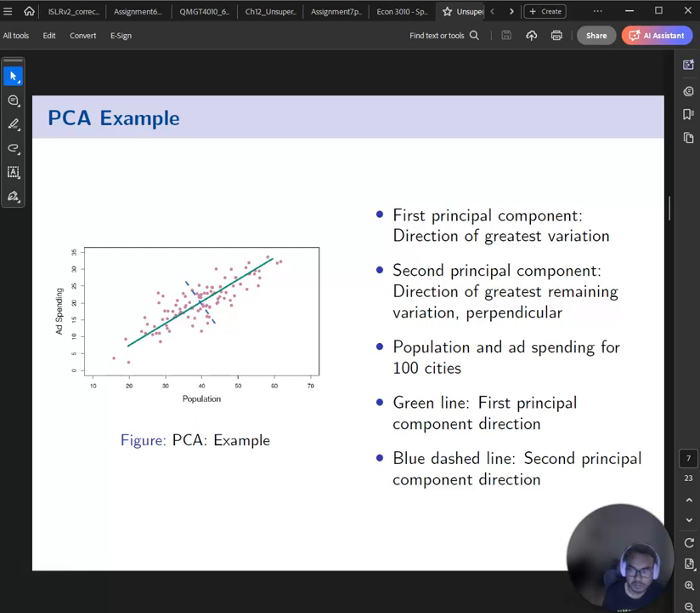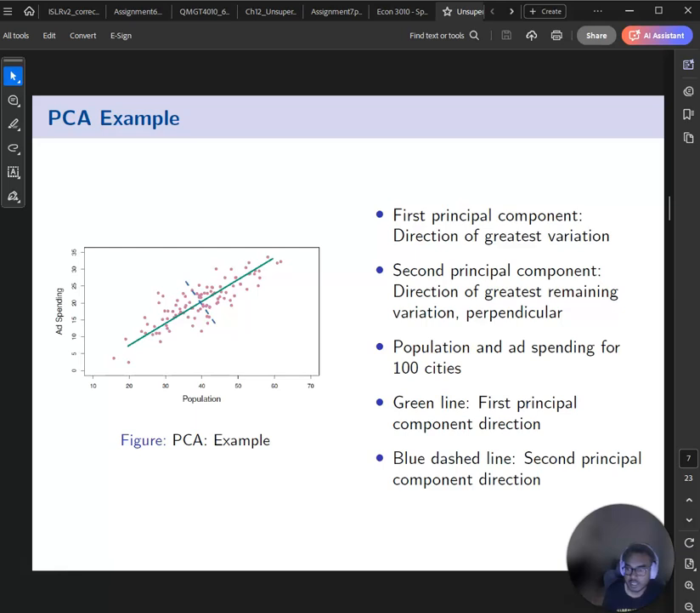a single dimension. The blue dashed line represents our second principal component. It is perpendicular to the first one and captures the second most variation in the data. These two components together give us a new coordinate system that's optimized for this particular data set.